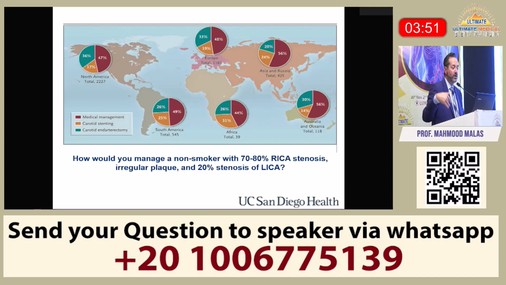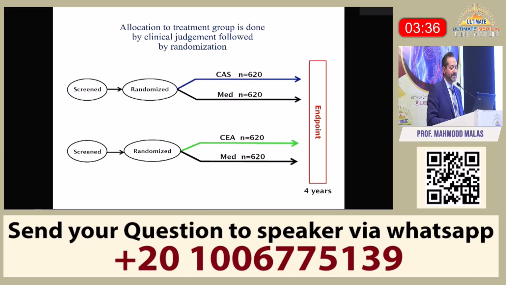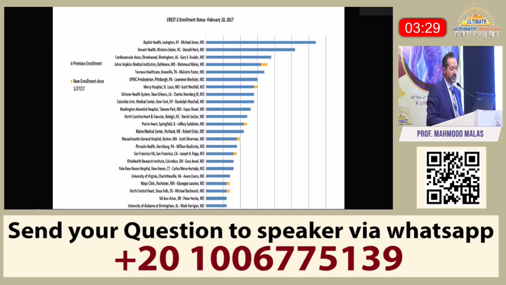If you go to Africa, where we are right now, or you go to South America or Asia, stenting is done more than endarterectomy in asymptomatic patients. CRISP trial, we're part of it. We're looking forward to seeing the outcome. Essentially, it's four groups. We're randomizing patients to either stenting versus medical management or endarterectomy versus medical management.